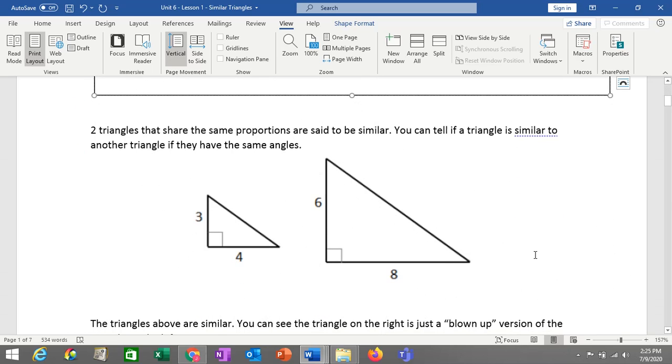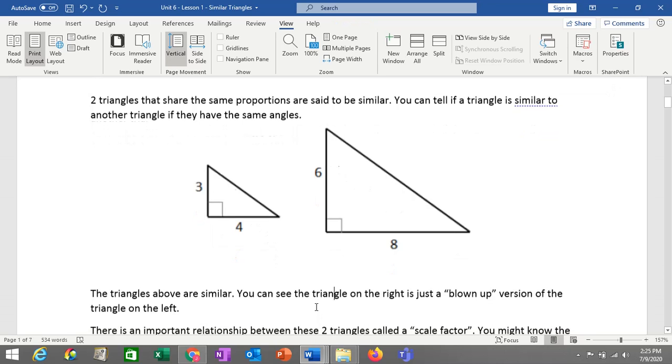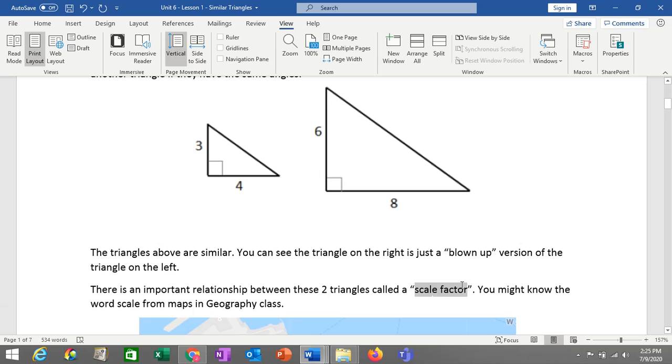Okay, so similar triangles. What does it mean to say that two triangles are similar? So like these two triangles, they're similar. So they share the same proportions, right? You can see that all 3 angles are the same. So when triangles are similar, all 3 angles are the same, and they have the same proportions. So proportions have to do with something called scale factor, which we'll talk about in a second.